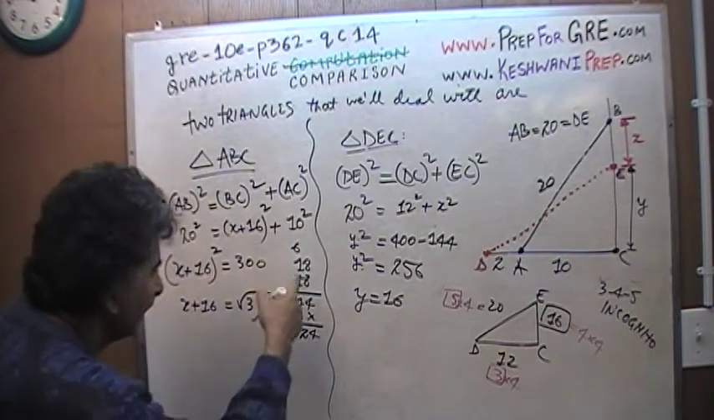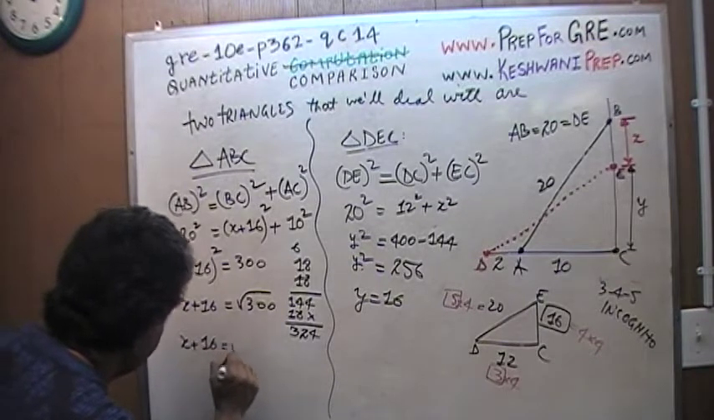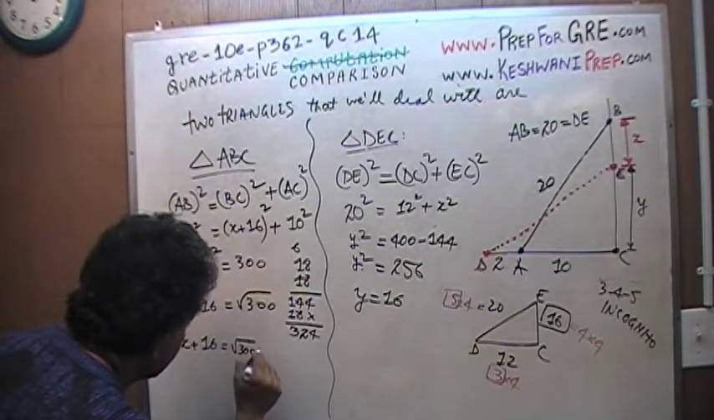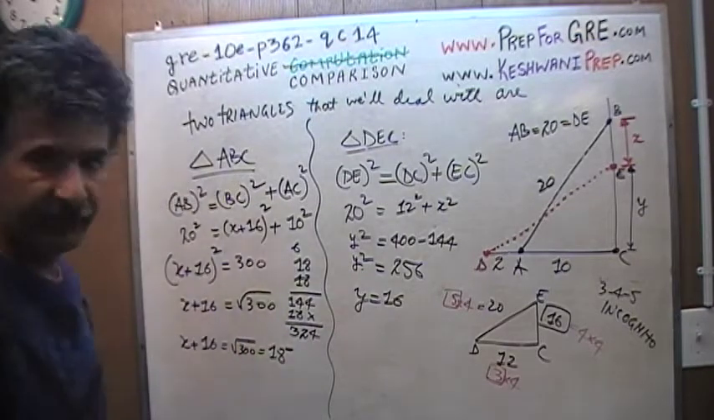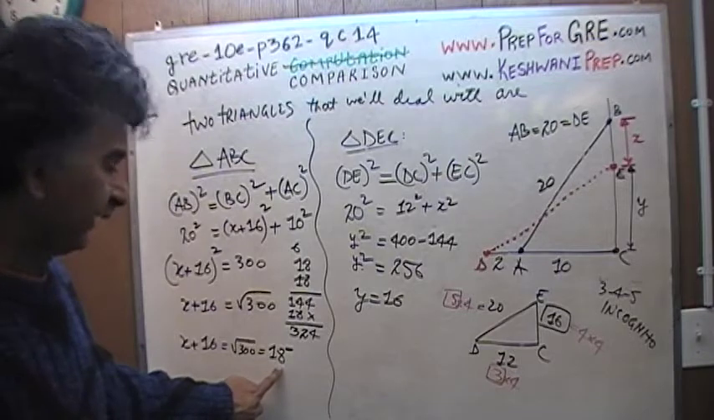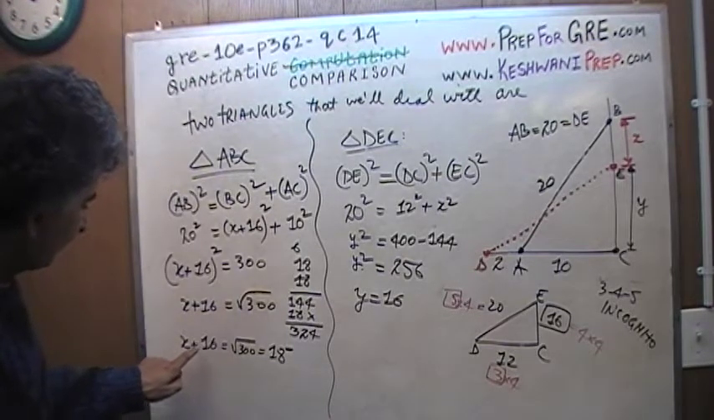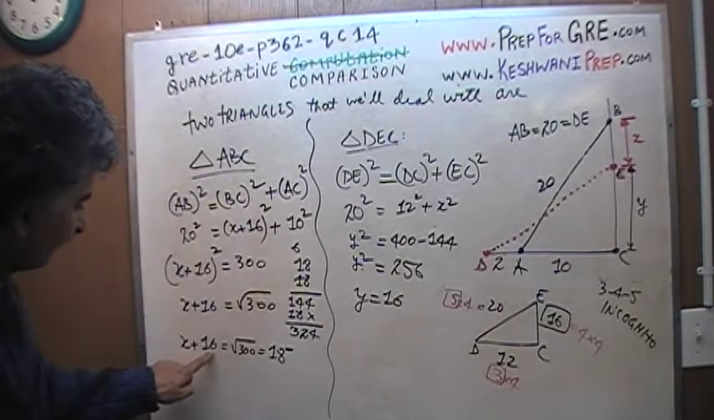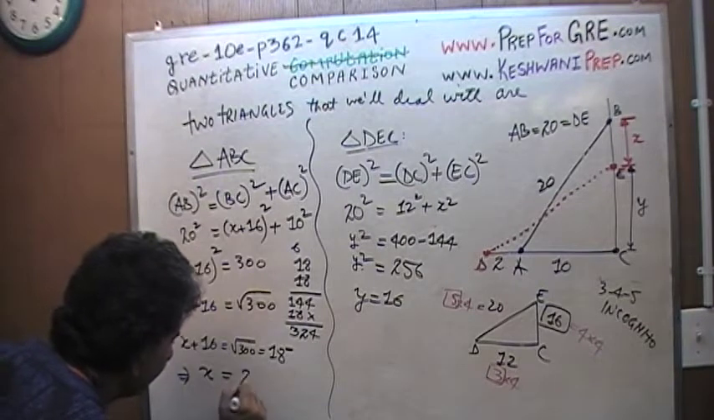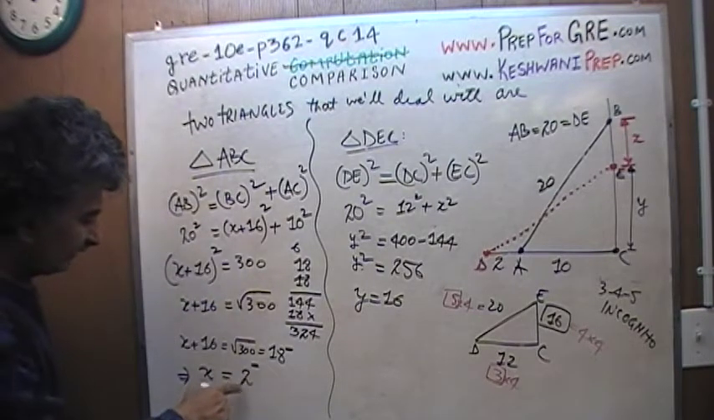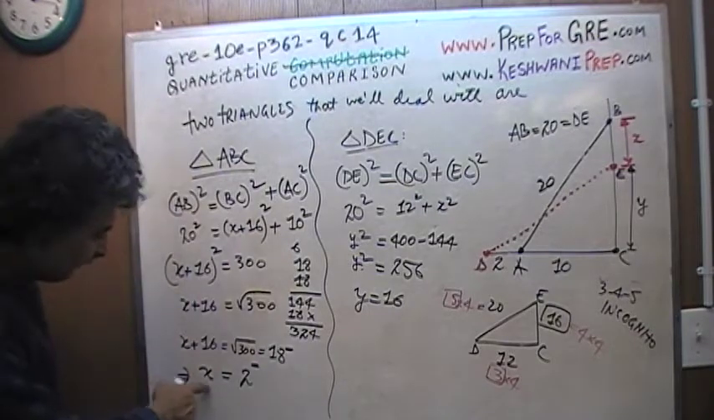I should not have done it here because I need the room. So x plus 16 is the square root of 300, which I know, whatever it is, is less than 18. This is how you write it: 18 with a minus sign on it. If it's less than 18, and since this quantity here is x plus 16, this implies that x must be less than 2, because something less than 2 plus 16 would give us something less than 18. Therefore x is less than 2.